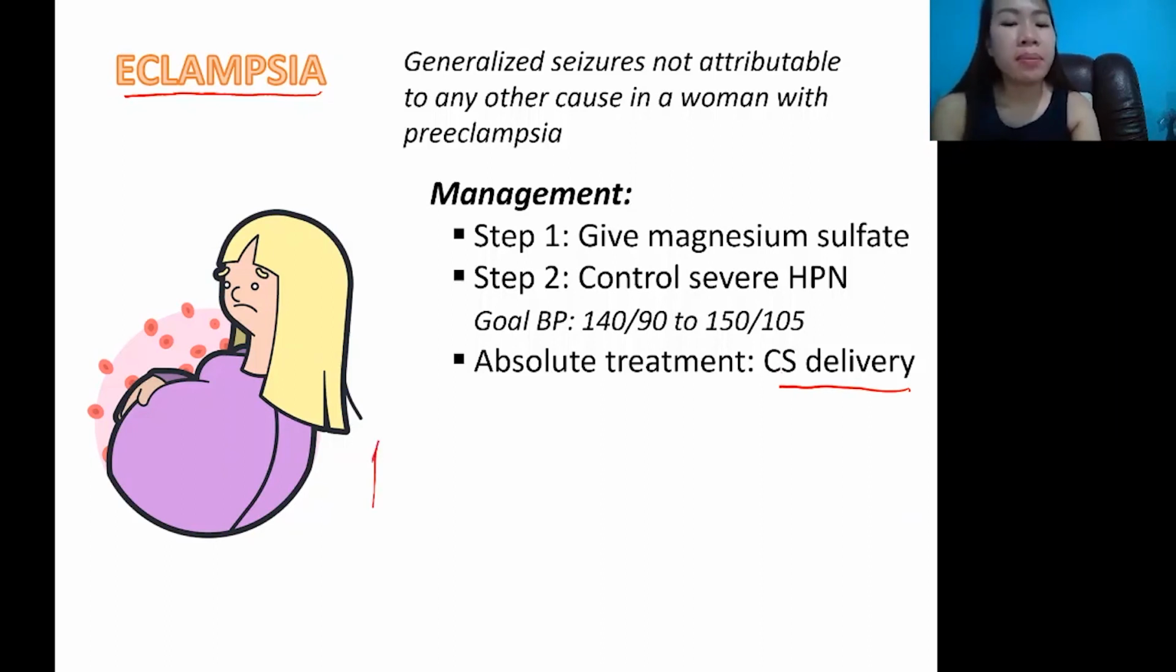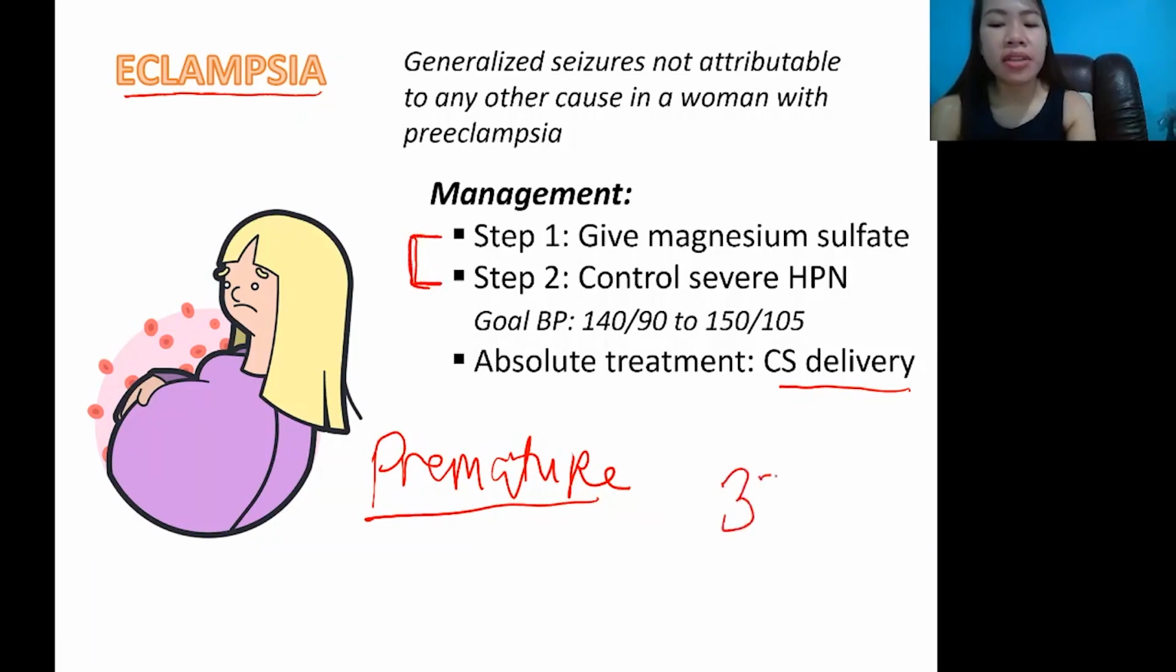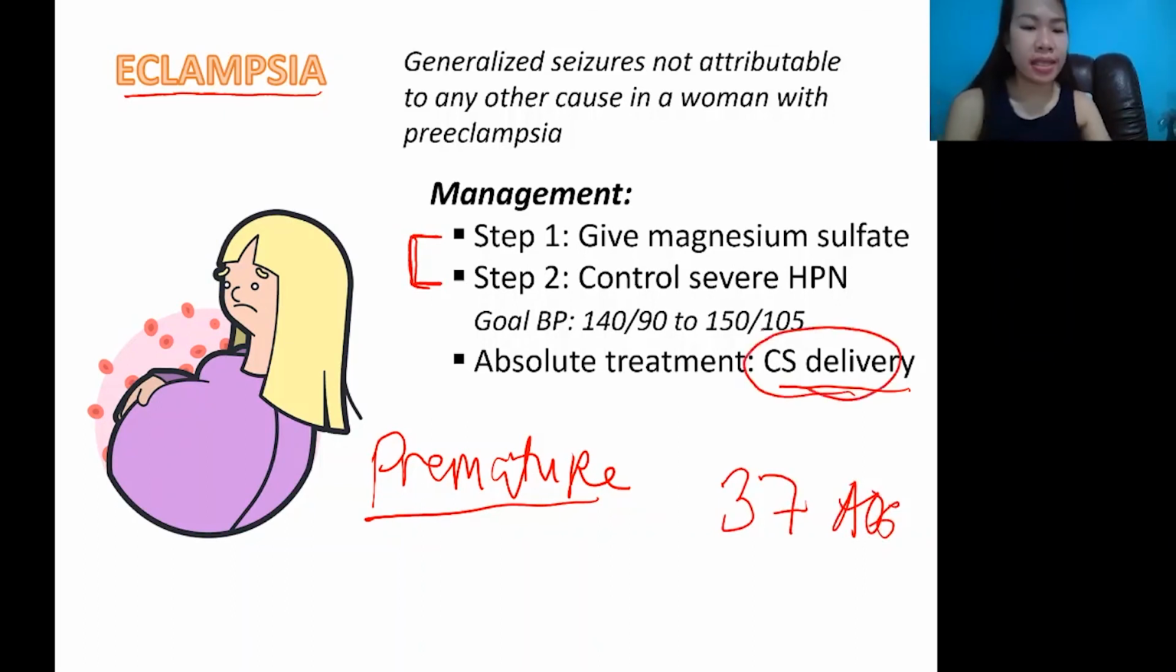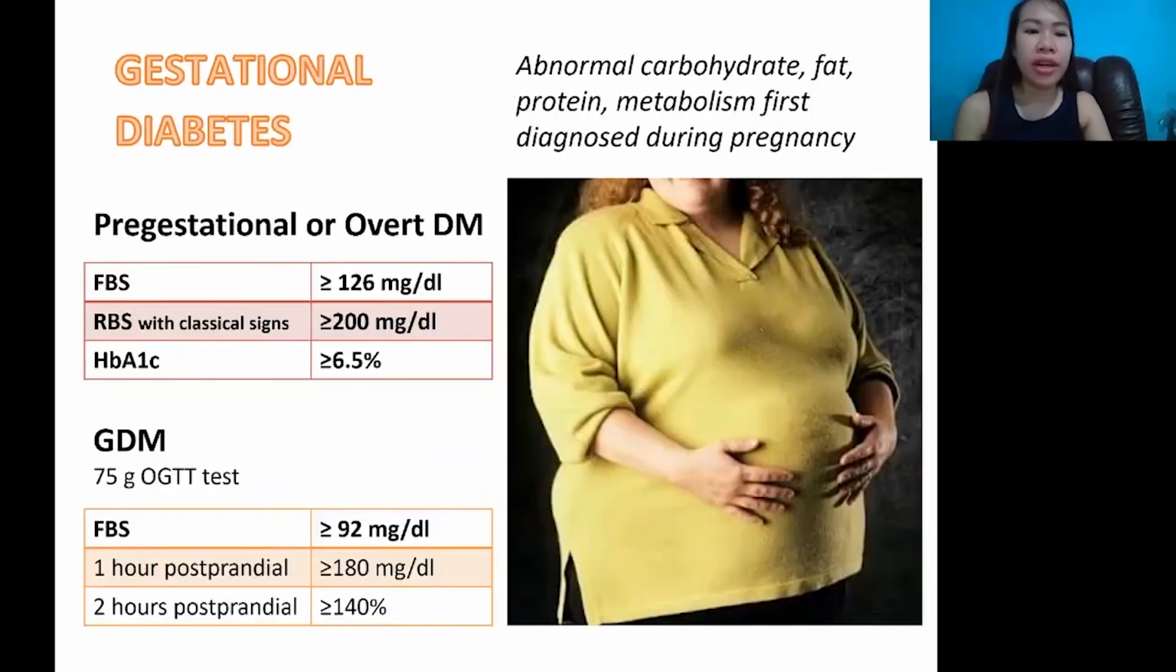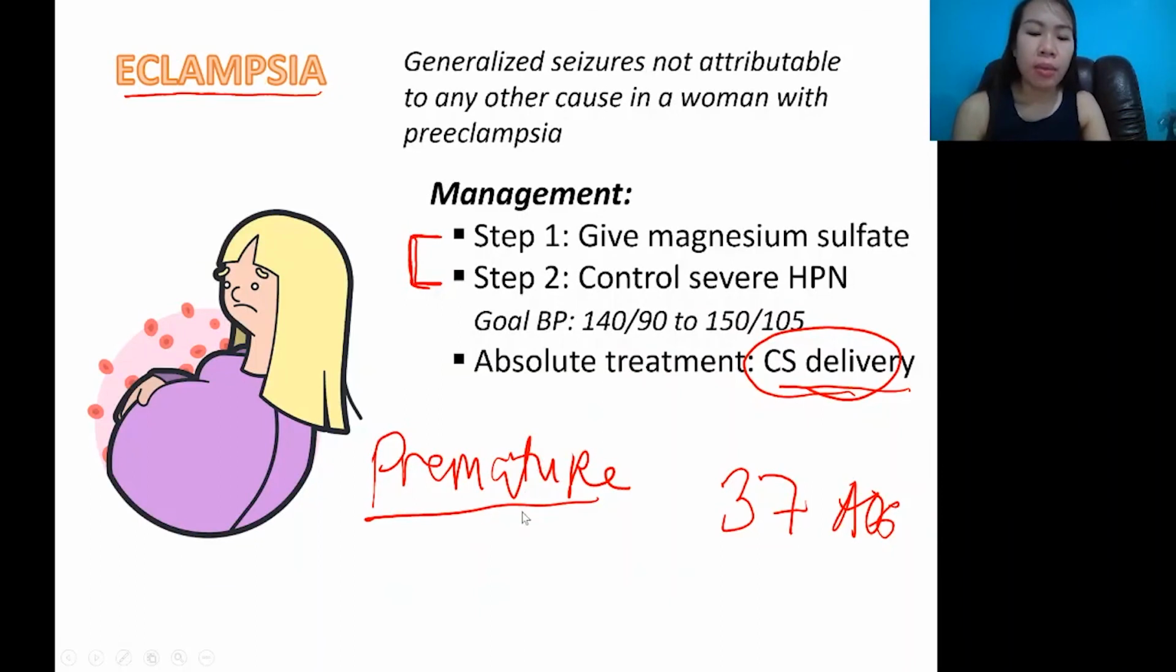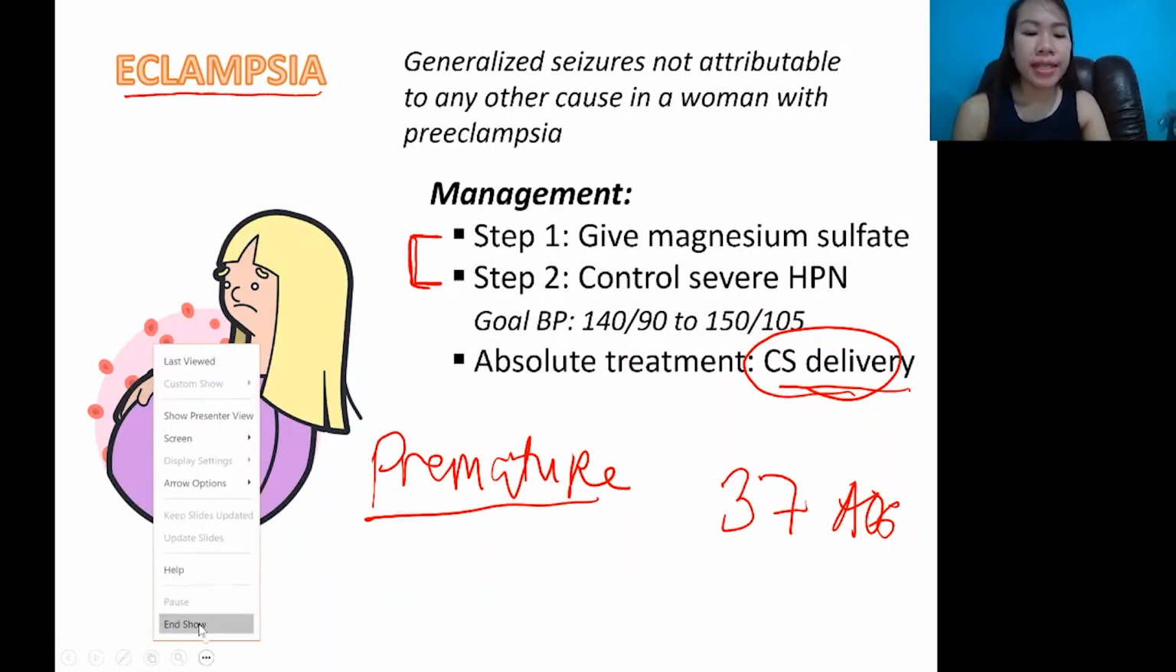Pero class, paano pag premature, di ba? Premature pa ang bata. Pag i-deliver mo na siya via CS, is pwedeng hindi siya mag-survive. Ang gagawin natin, we have to control the BP first. Once na ma-reach ng bata ang 37 weeks age of gestation, kung kaya, then we deliver the baby via CS. So that is for eclampsia. So we'll end the video lecture up to this point. Thank you for listening.